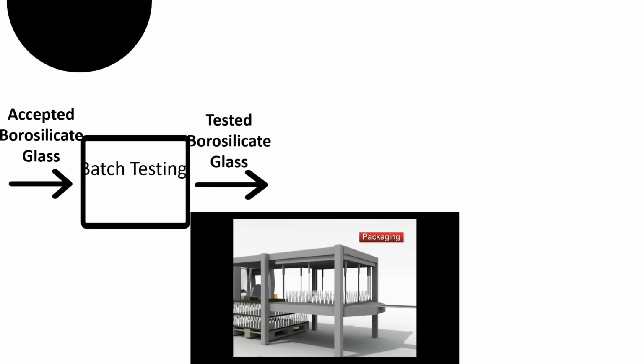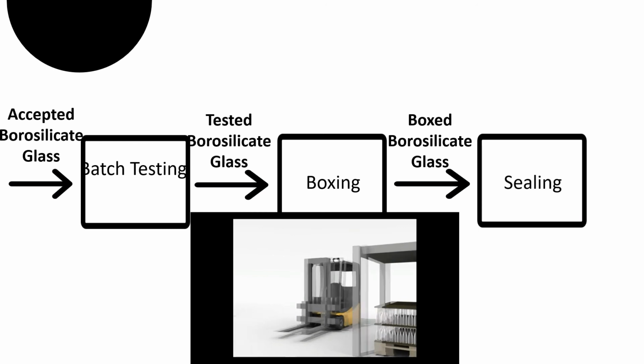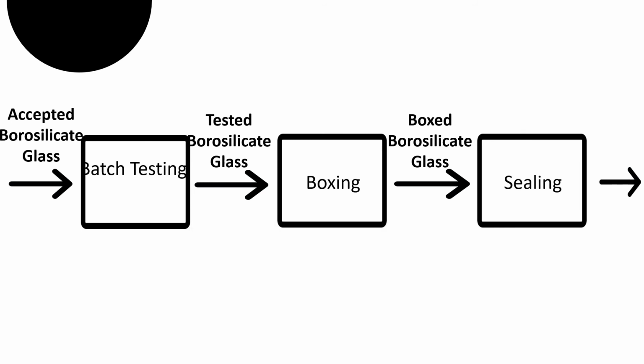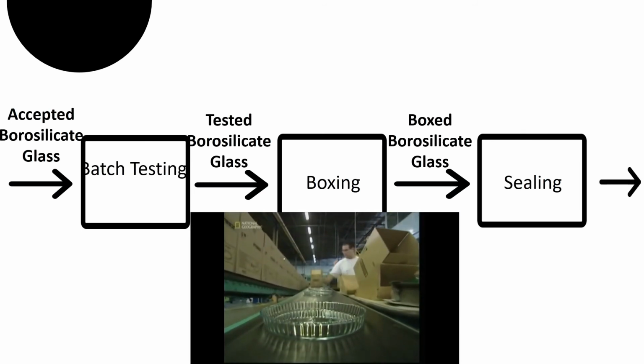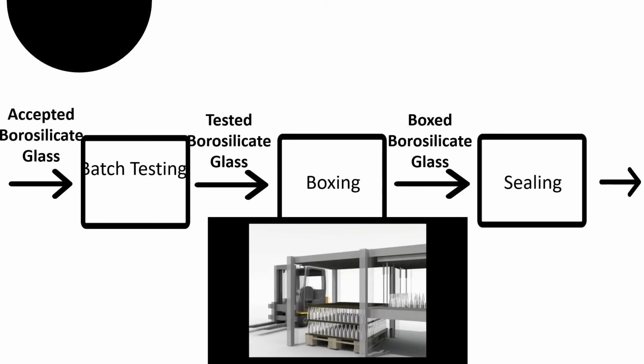For the accepted borosilicate glass, it will undergo the final processes, namely batch testing, boxing, and sealing. Batch testing is done to ensure that the accepted borosilicate glass is of high quality and meets the industry standards. Boxing and sealing is done so that there will be no breakages during its shipping.